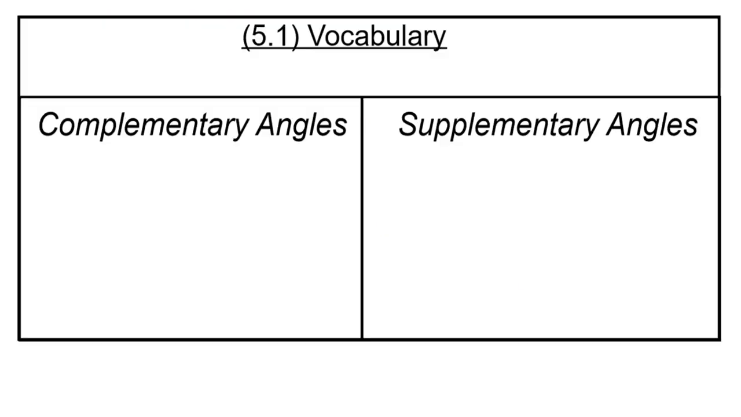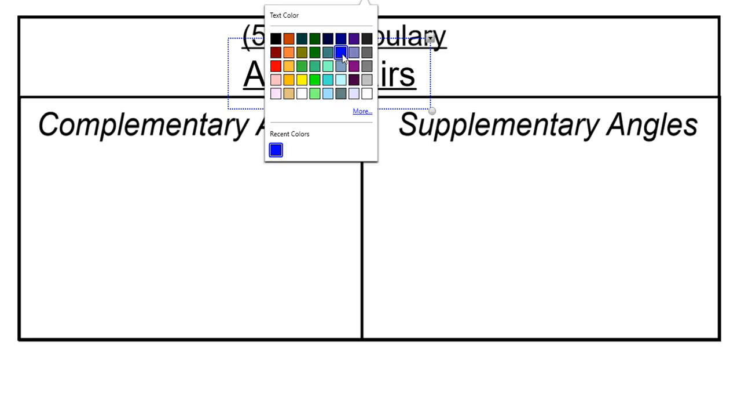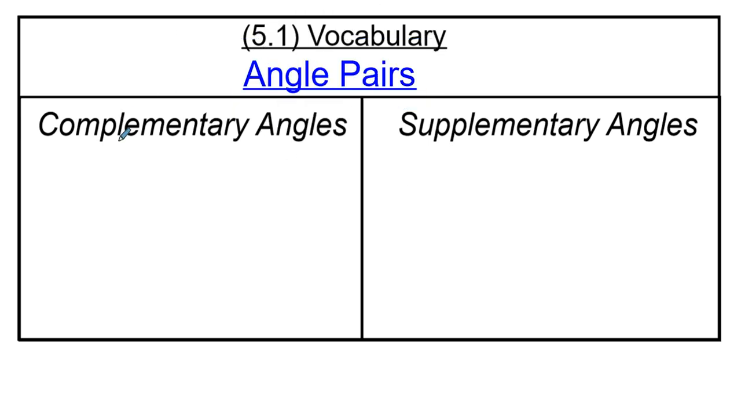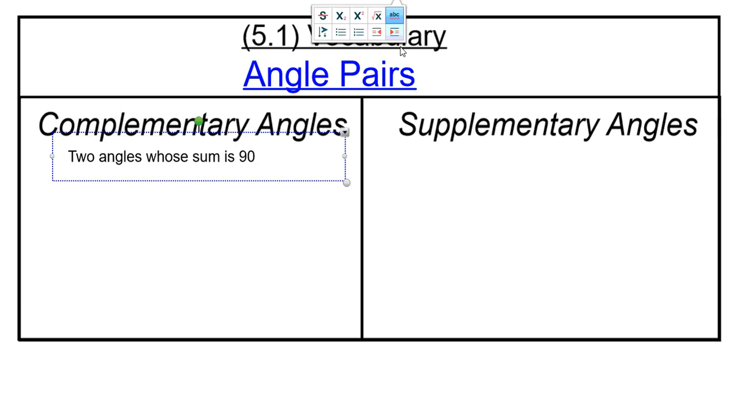On the next slide here, we are talking about some angle pairs. So I should actually indicate that here. So different angle pairs. So some angle pairs, complementary angles. So again, we've got a lot of vocab going on here. Complementary angles, excuse my text box here. Complementary angles are two angles whose sum is 90 degrees.